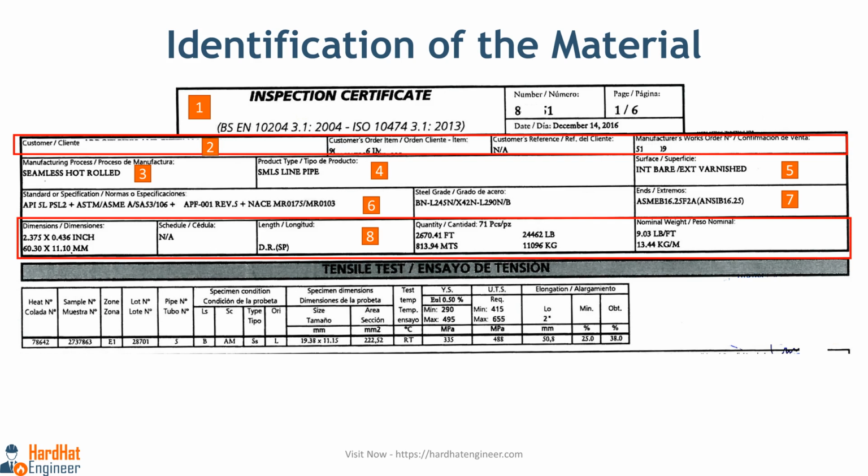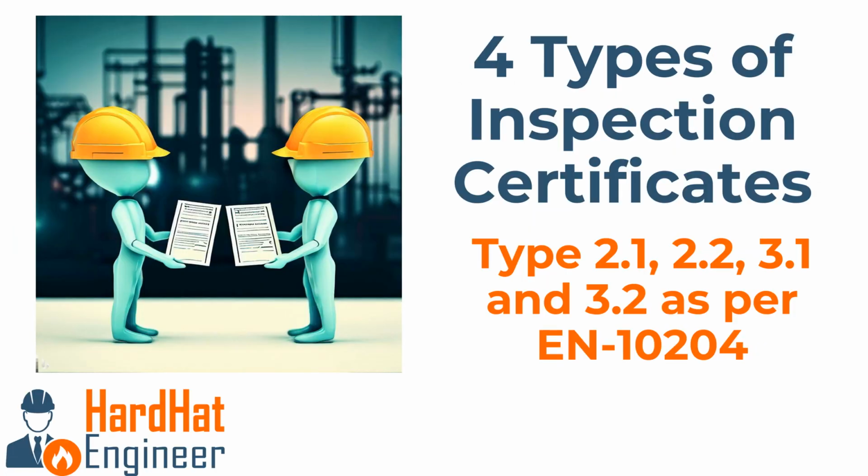The standard outlines different types of certificates, each representing varying levels of inspection and documentation. Common types include Type 2.1, Type 2.2, Type 3.1, and Type 3.2. It's crucial to verify that the certificate type matches the required level of inspection for your specific application. You can check my video on the types of inspection certificates to know more about each of these certificates in detail. Link of the video is given in the description.